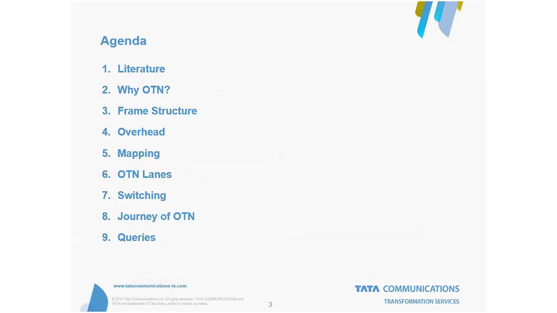So the agenda is, we'll start with literature, where we will talk about the standards that ITU-T has given for optical transport network, and we will slowly move into why OTN, because I am more interested in the why. Then we will move on to what is OTN, and then how OTN works. Then we will see the frame structure and the overheads involved in OTN, and we will also see OTN mapping, OTN lanes, optical switching, and the journey of OTN, and finally we will have a question and answer session.